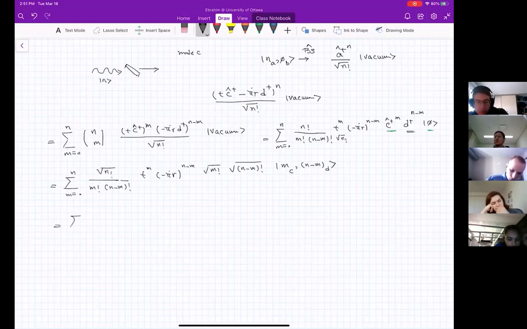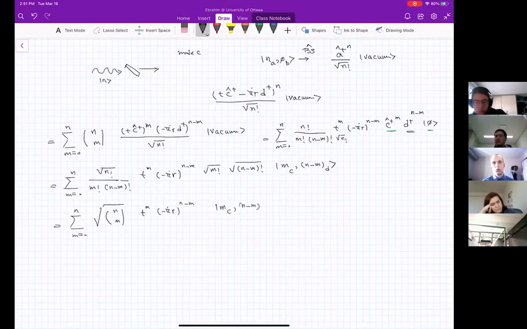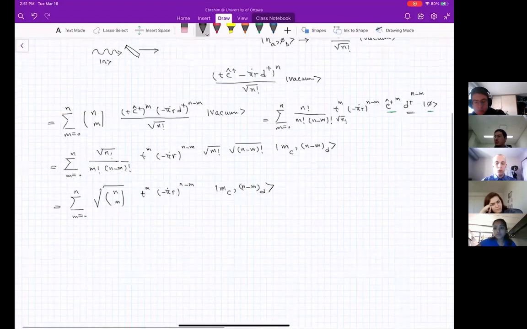What we get is the summation of m equal to 0 to n, square root of m factorial, square root of n minus m factorial. They will be simplified with the others. So what you will get essentially is square root of n choose m as the coefficient. Then we do have t to the power of m, minus i r to the power of n minus m, and then we have m photons in mode C and n minus m photons in mode D. Good. That is after the beam splitter.